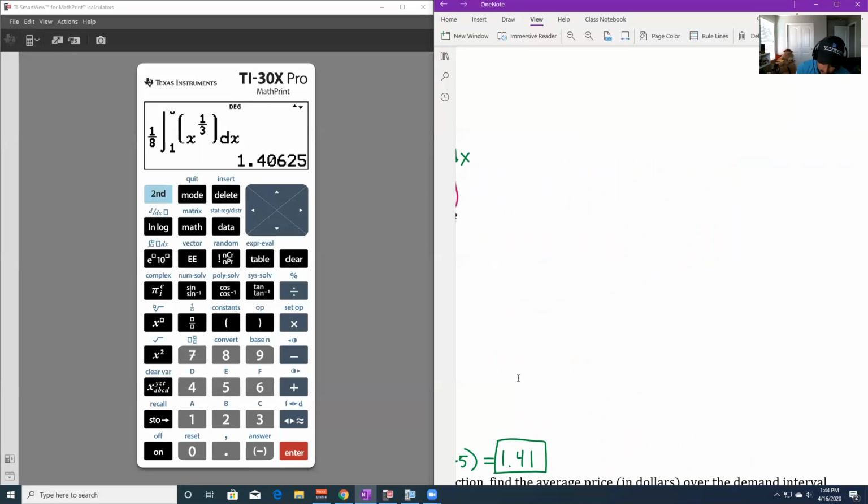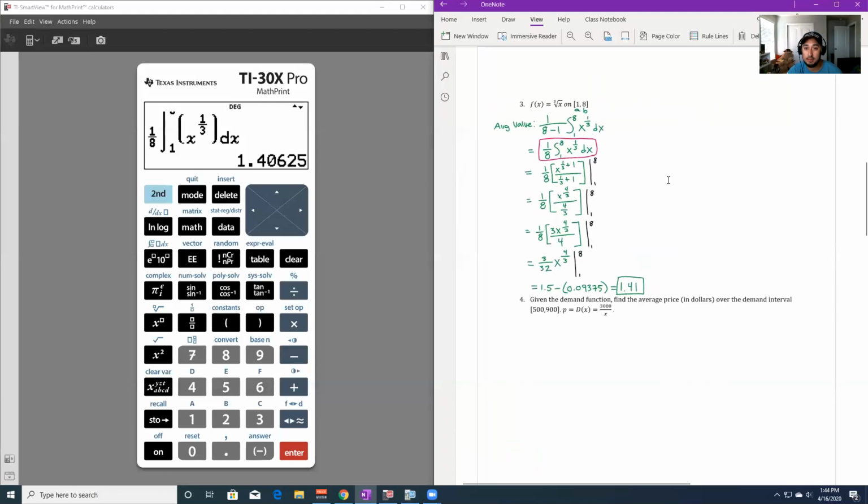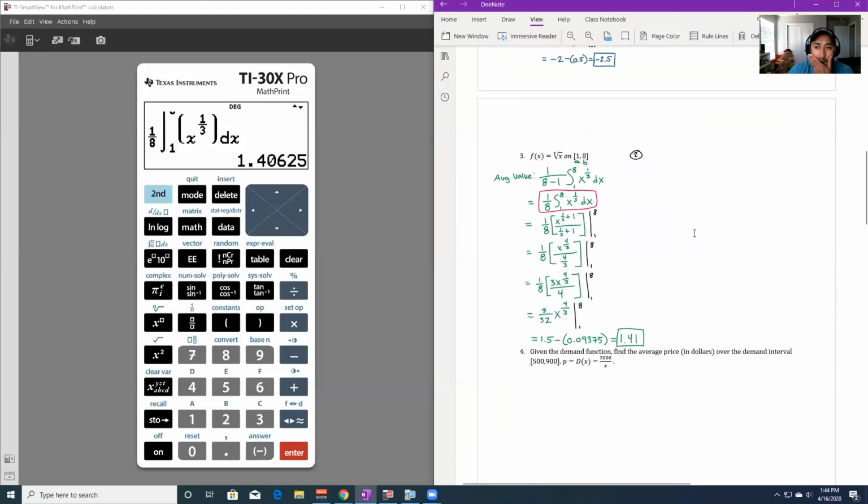f of x is the cube root of x. Okay, let's go, computer. Catch up. You were doing great earlier. Now you're lagging.